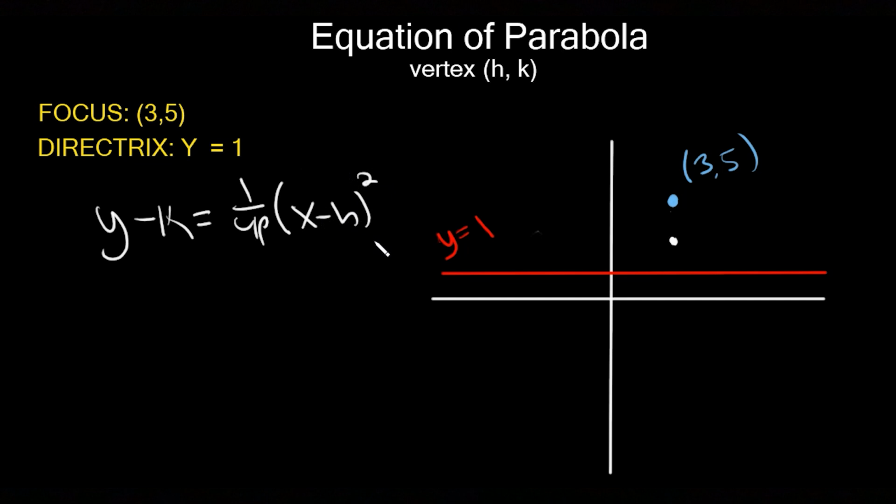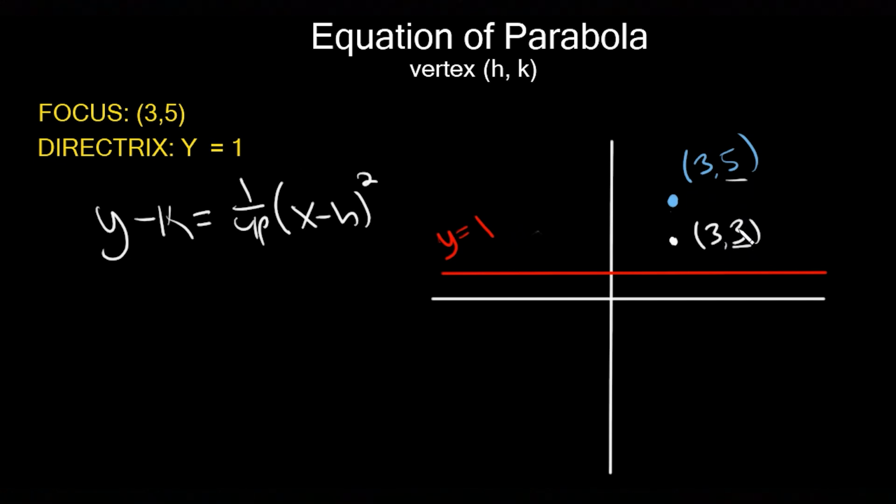And so from here, we need to figure out what our p-value is going to be. We should probably put on our actual quadratic. So this point right here, our vertex, we know it's going to be in between our directrix and our focus. So this point here has to be (3, 3), meaning my p-value here is going to be a distance of 2. Going from 3 to 5 is a distance of 2, and going from 3 to 1 is also going to be a distance of 2.